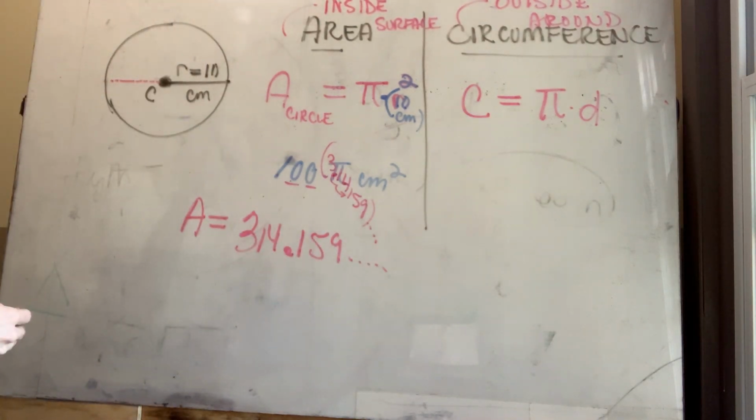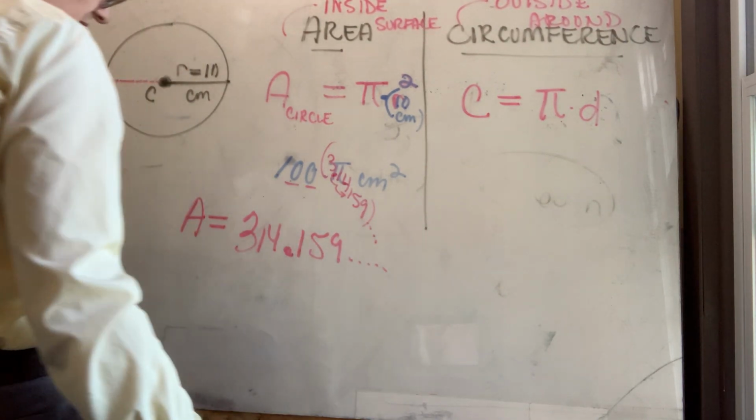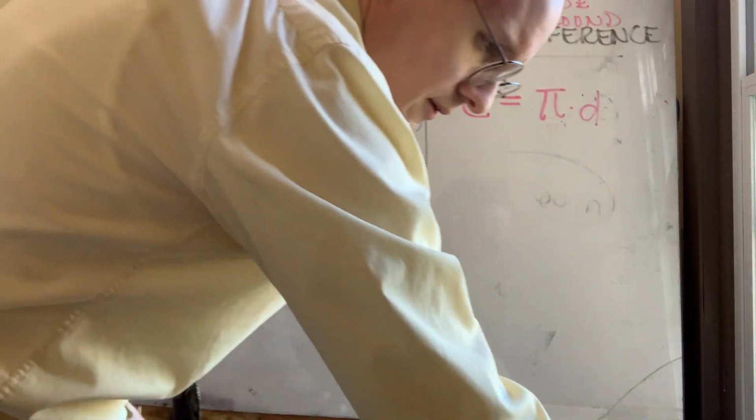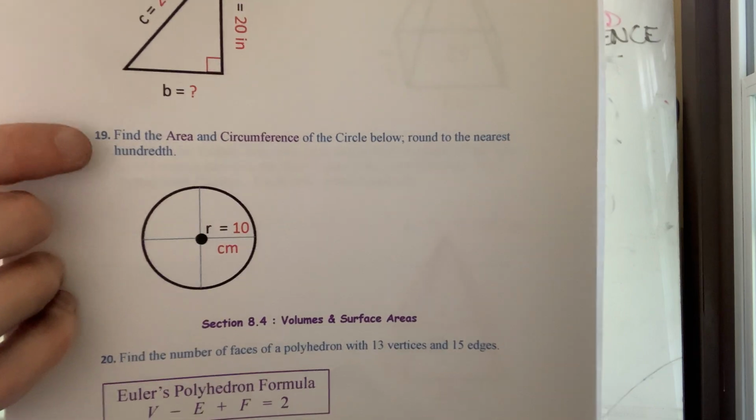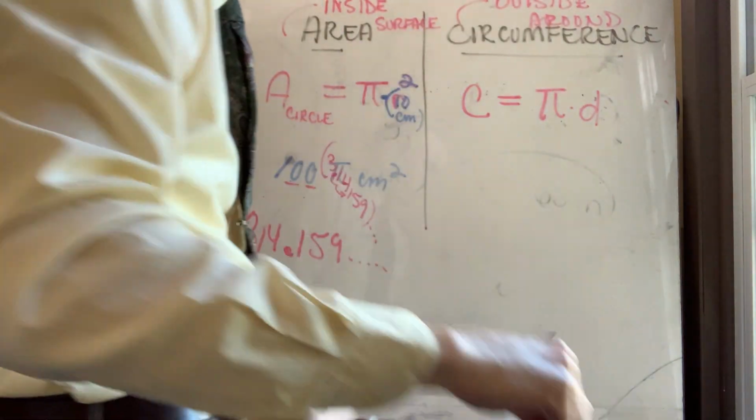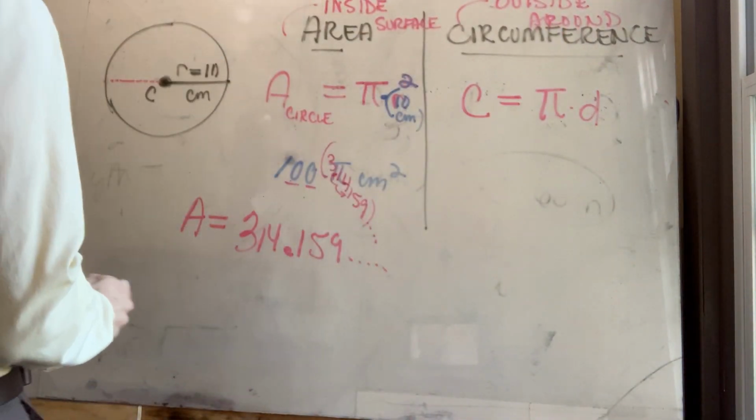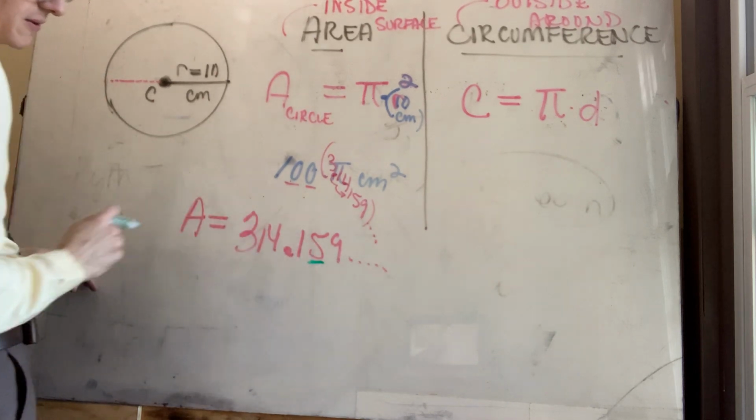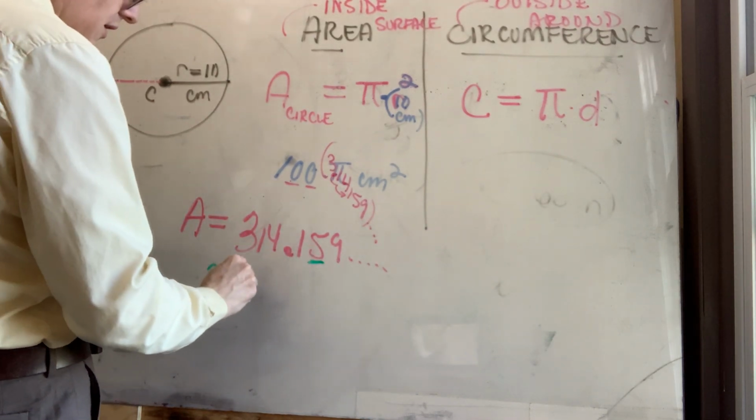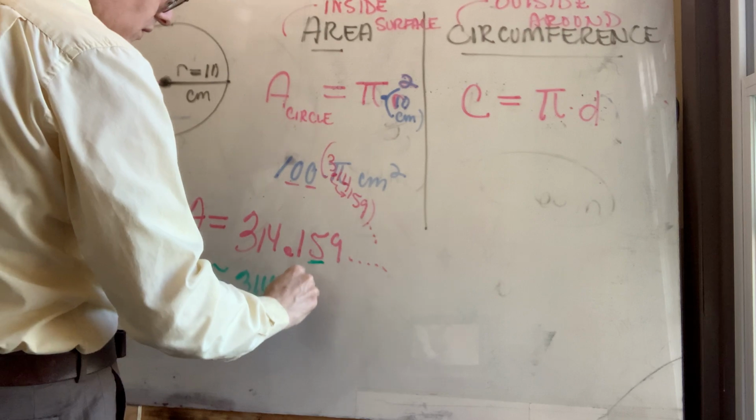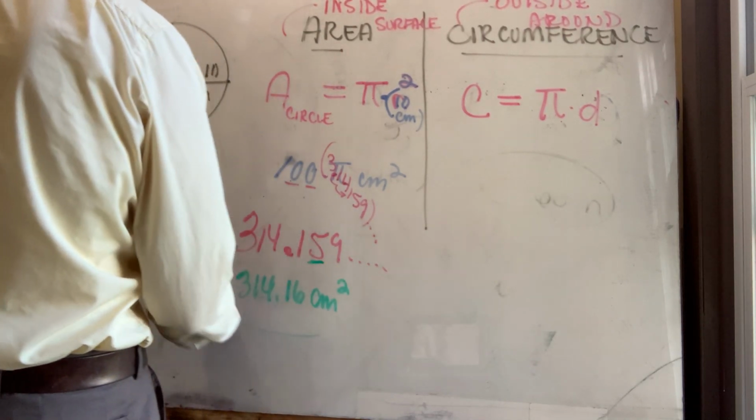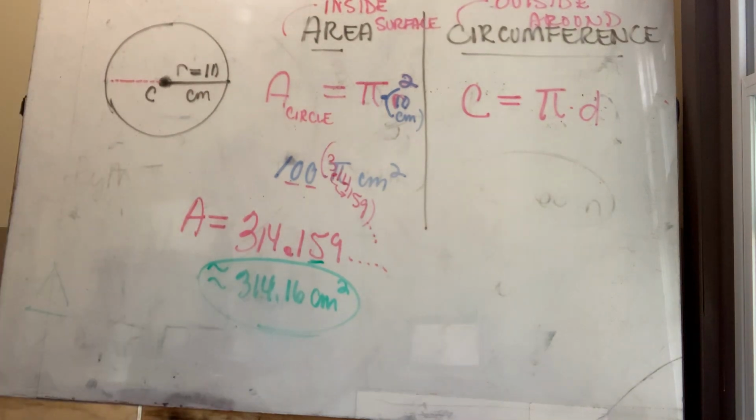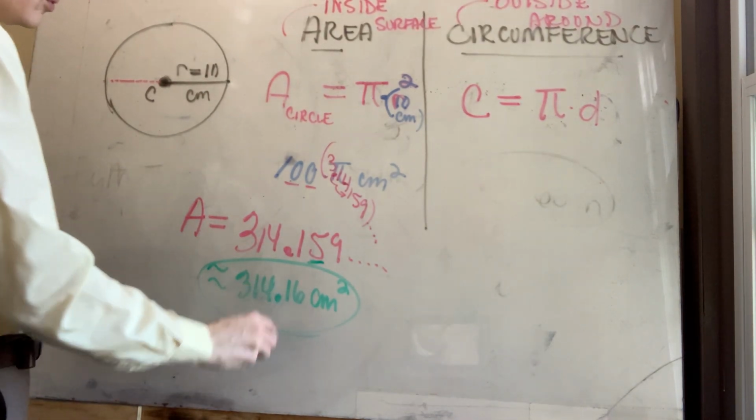If you round to the hundredths place, the hundredth place is what I think I specified on here. Yeah, round to the nearest hundredth. All right, that would be where the 5 is sitting. All right, so approximately 314.16. All right, centimeters squared is the area. Decimal point there.